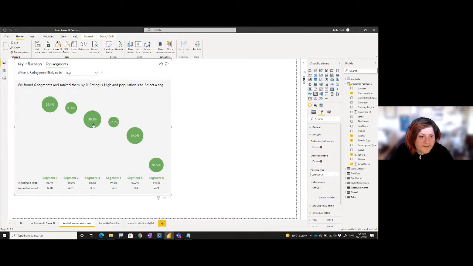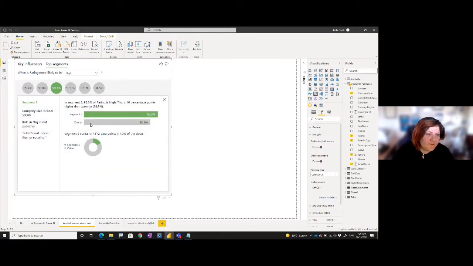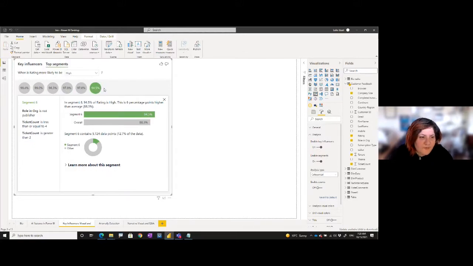I'm going to look at segment 3 because it's one of the highest. Here I can see it contains about 70% of the data. These are the people whose company size is between 5,000 and 50,000, whose role is not publisher, and whose ticket count is less than or equal to 9. If I go to the other one that has a lower value, again you can see the same role.